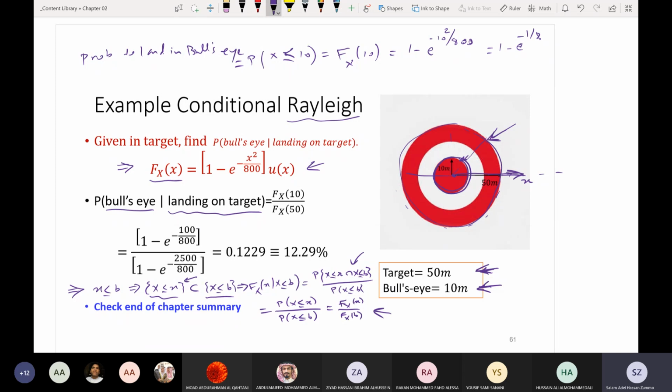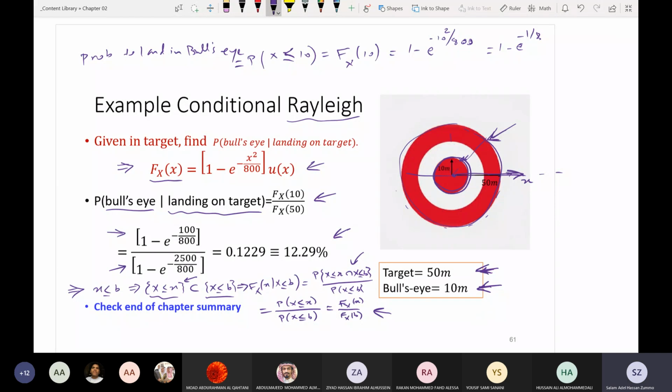So now the question would be, given that I landed in the target, what will be the probability that I land in the bullseye, in the smaller red circle? It is F at 10 divided by F at 50, which is just by substituting in the numerator and denominator, and I get this.